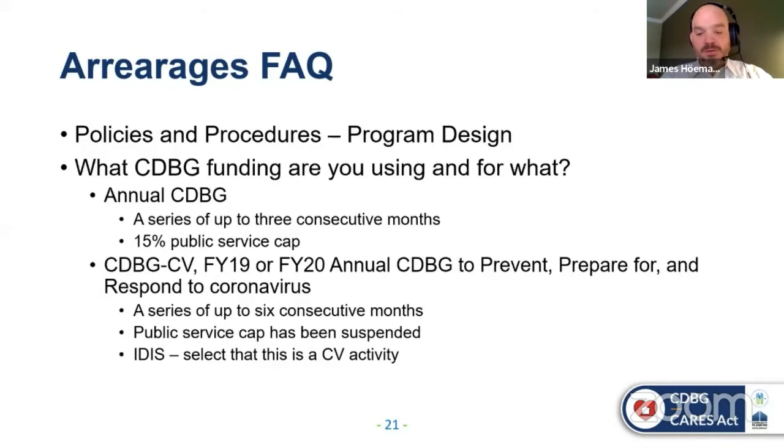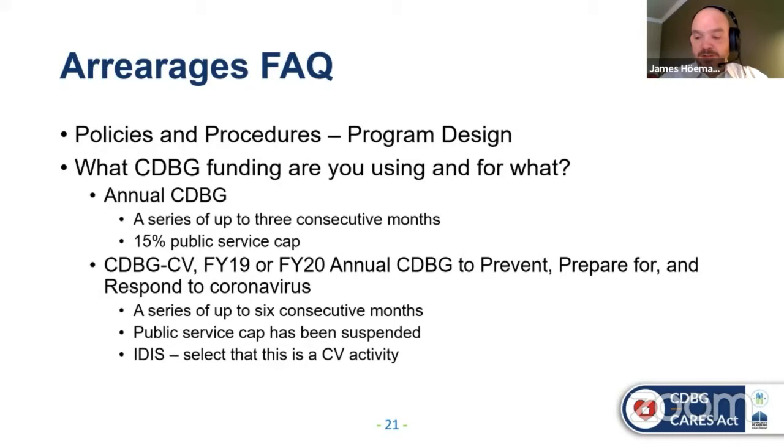So if we move to where you're using your CDBG-CV or any of your FY19 or 20 annual CDBG to PPR for coronavirus, you can take advantage of the 6-month extension that we have. And the public service cap has been suspended on that, which means you can go well above that 15% if you want, bearing in mind whatever else you need to do with your activities, whatever else you're going to do with your program over the coming years.